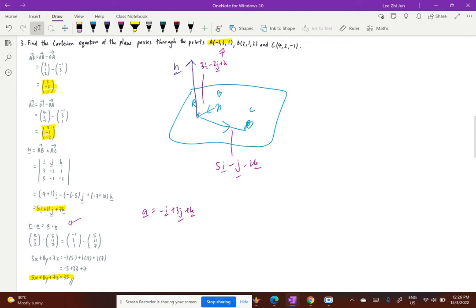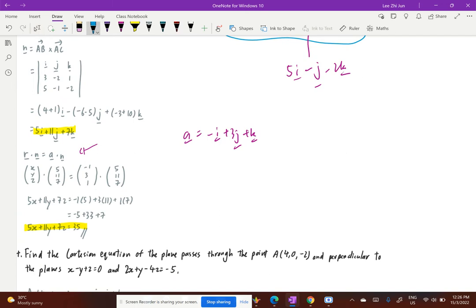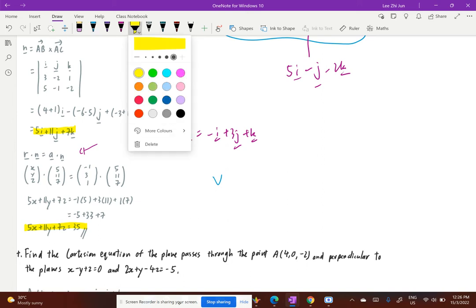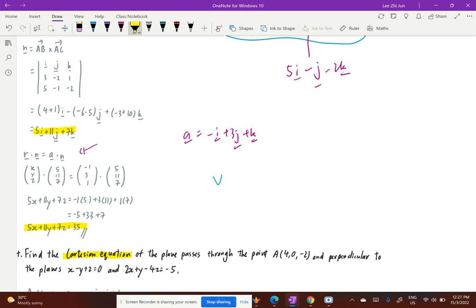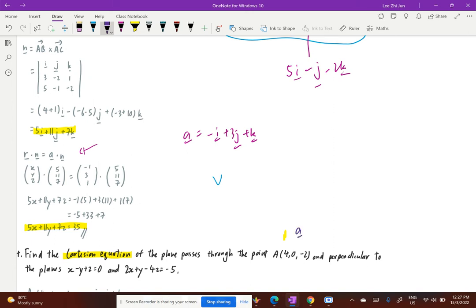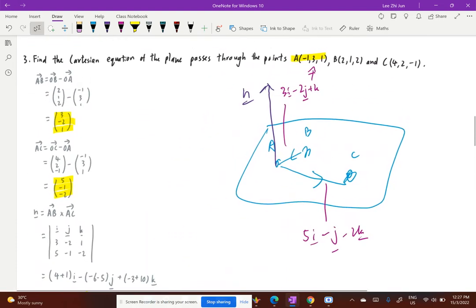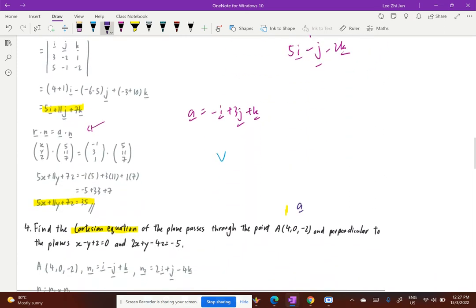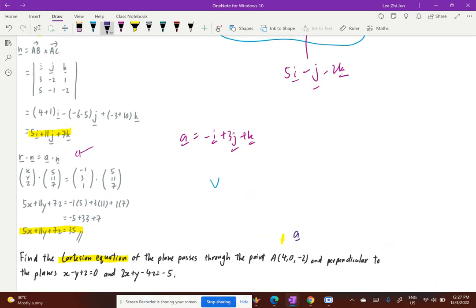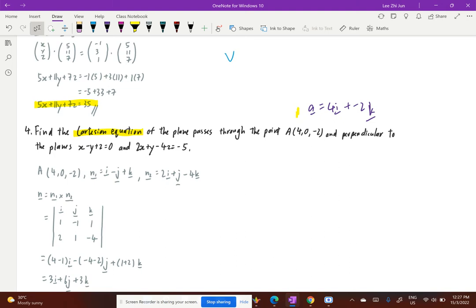Okay, so let's go to question 4. Find the Cartesian equation of a plane. Just now in question 3 we also found the Cartesian equation. The plane passes through the point A, which is the fixed point. A equals 4i, the 0 no need to write, so straight away negative 2k, and perpendicular to the two planes. Now they give you two planes and 1 point.